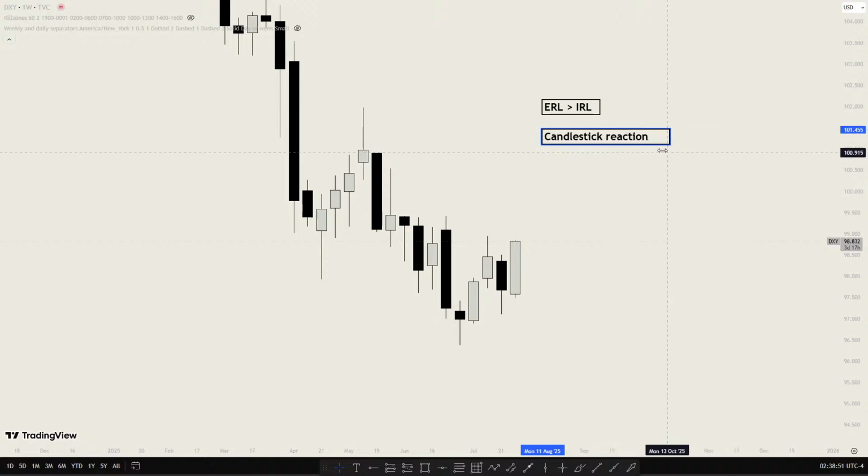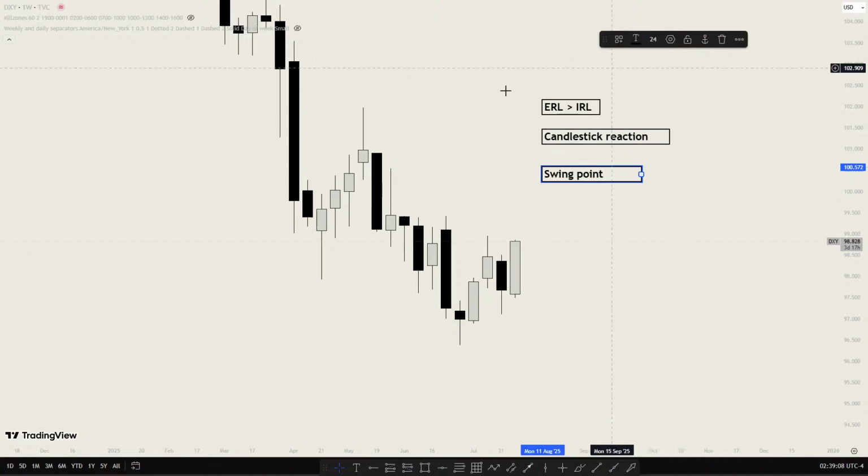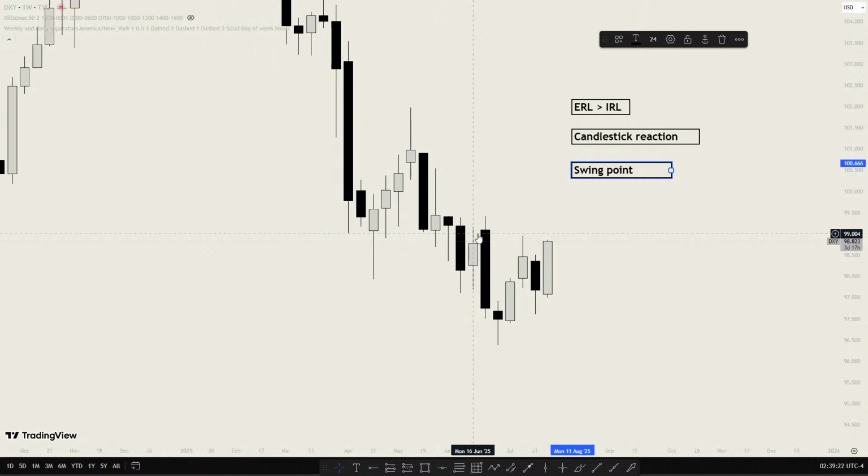Now, the next thing is you're going to look out for swing points in the market. And when I say swing points, I mean swing high and swing low. So these are the three things I usually look out for on the weekly time frame to also determine my weekly direction.